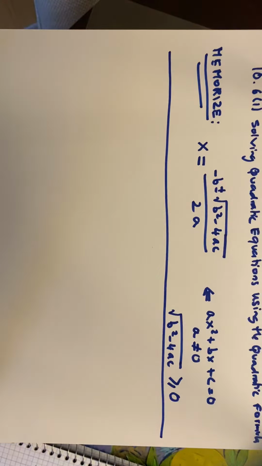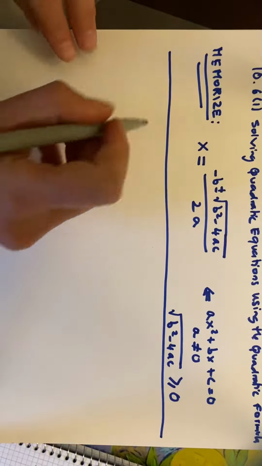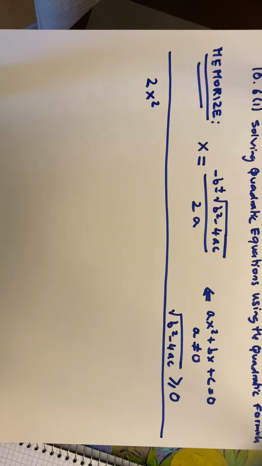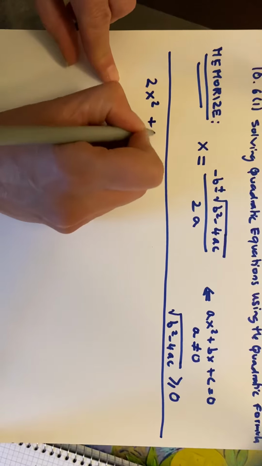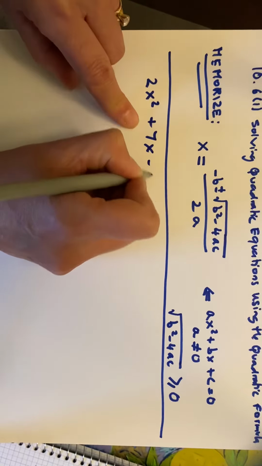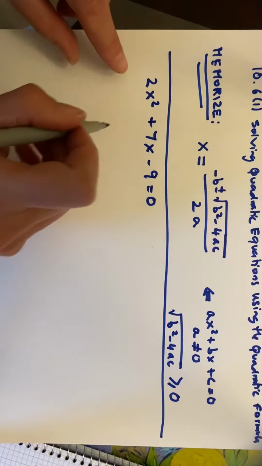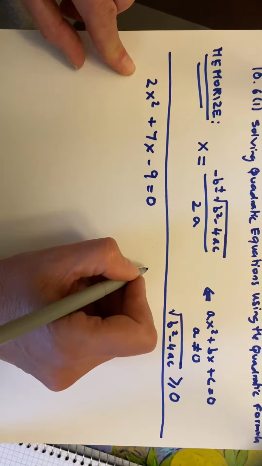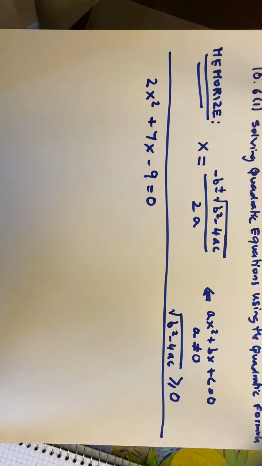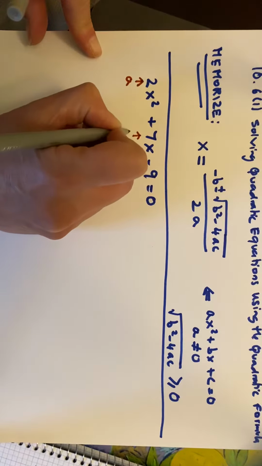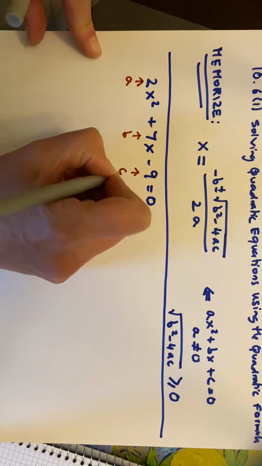Okay, so the quadratic formula, to do that, let me start with an example. I'm not going to do example 1 first, I'm going to do another one. So 2x squared plus 7x equals 9. Sorry, minus 9 equals 0. So, remembering my formula, 2 is a, 7 is b, and 9 is c.